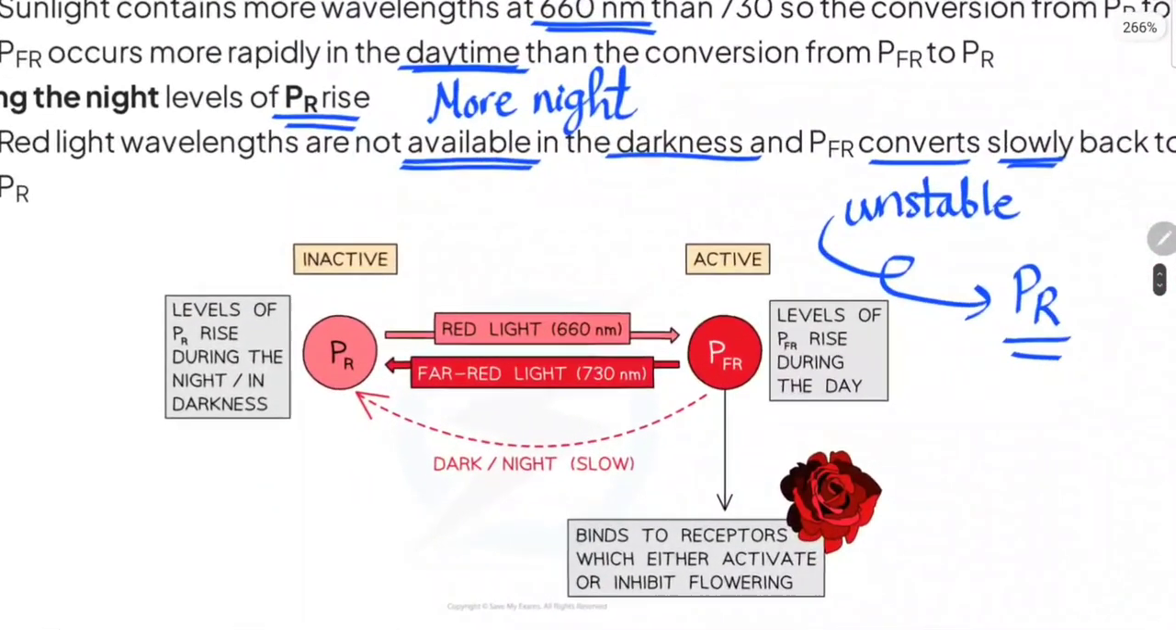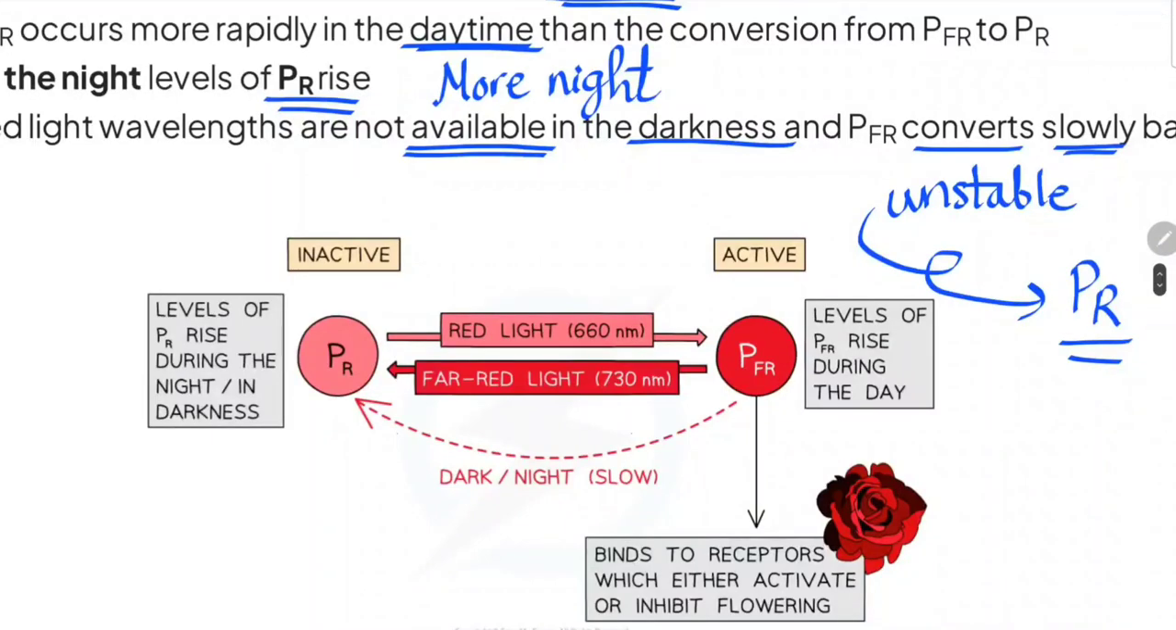We are at night. And we have a diagram here, and you can see our pretty little red rose. Let us zoom in. The PR levels rise during the night and in the darkness. And this is the PR, which is inactive. The PR, of course, is inactive while the PFR is active during the day. And we said that before. So the PFR, which is in here, active during the day, can only be reached if we had red light to convert from PR into PFR. But if we had far red light, that's not a good thing because it's gonna get back the PR. You know what I mean, everybody? In dark and night, it is slow.